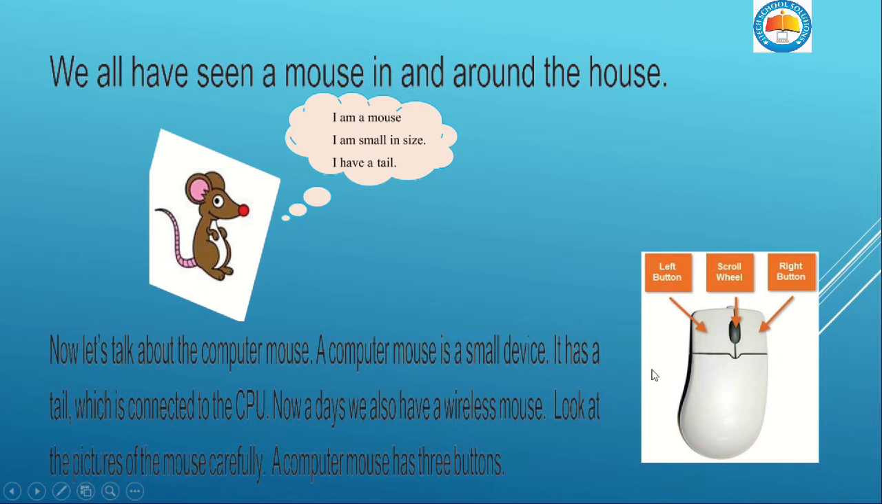But now let us talk about computer mouse. So children, computer mouse looks like this and it is a small device which is connected to the computer with the help of wire. And nowadays we are also getting wireless mouse. And also children, computer mouse has three buttons. They are left button, right button and scroll wheel.